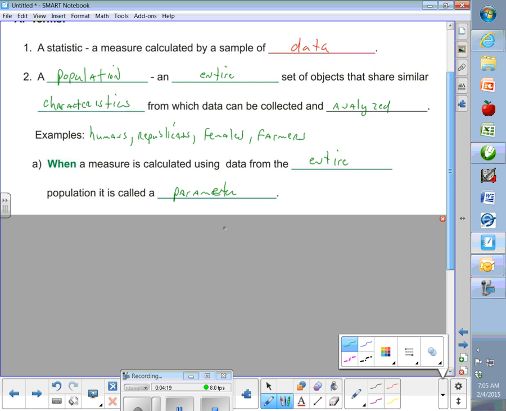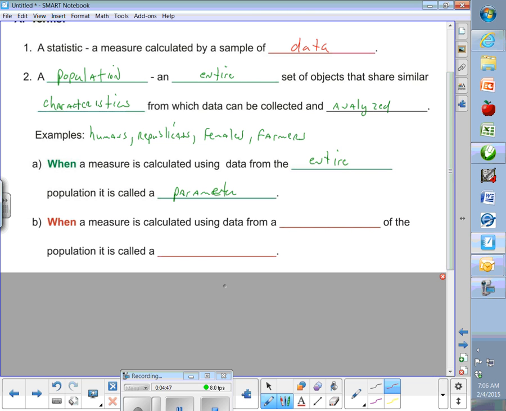Let me give you an example. Let's go with the farmer thing. Let's say you're talking about the population is all farmers worldwide. Okay. Now let's get more specific and let's talk about just farmers in the U.S. Well, farmers in the U.S. wouldn't be considered a parameter because it's not the entire population. Okay, the entire population, when it's used, it's called a parameter.